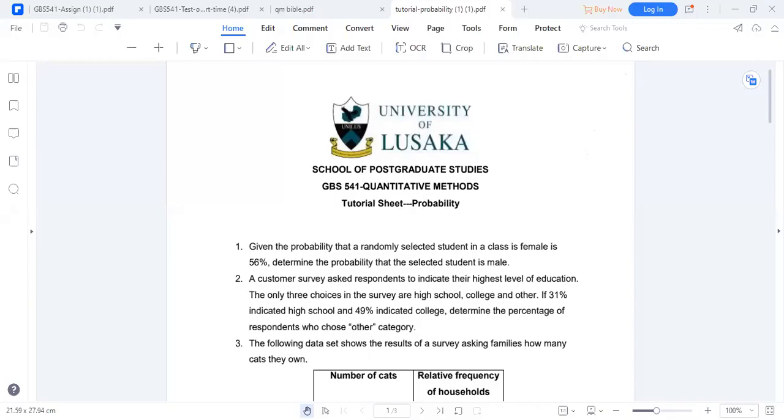Welcome to our class on probability. We're going to look at basic probabilities that will help us understand and tackle questions to do with probability.